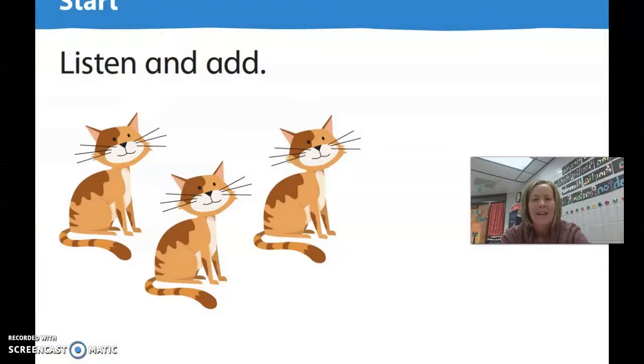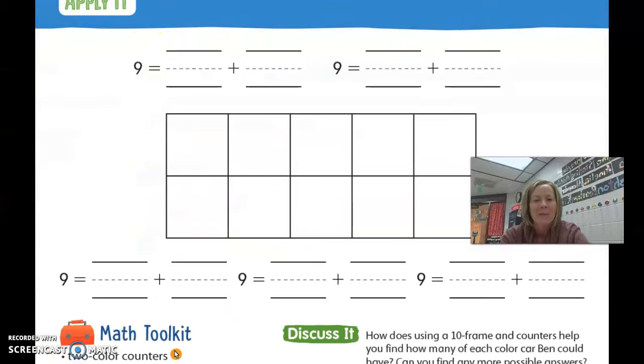Let's solve that problem. I have 3. 5 more came together. I'm going to put them together and count. Help me count. Ready? 1, 2, 3, 4, 5, 6, 7, 8. There are 8 cats at my house. Is that how many cats you got? Nice job.